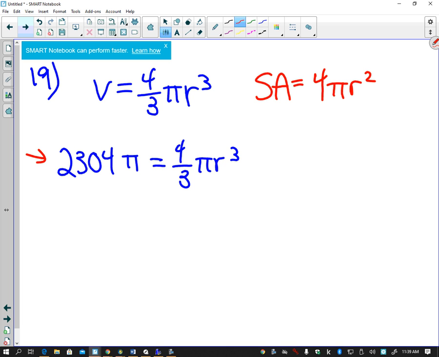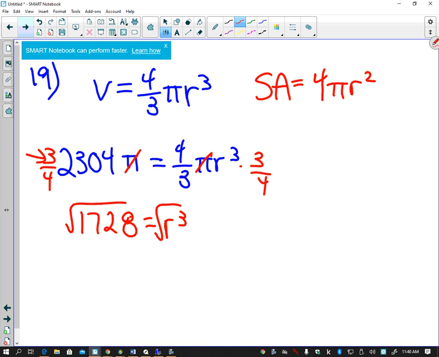So my pi's will cancel out because I'm going to divide by pi on both sides, right? So what I want to do is get rid of the 4/3. Normally I would divide by 4/3, but in this case I have to multiply by 3/4. So I need 2,304 times 0.75 if that's easier to do in your calculator. So I got 1728 equals r cubed. Cube root 1728. What's it come out to?